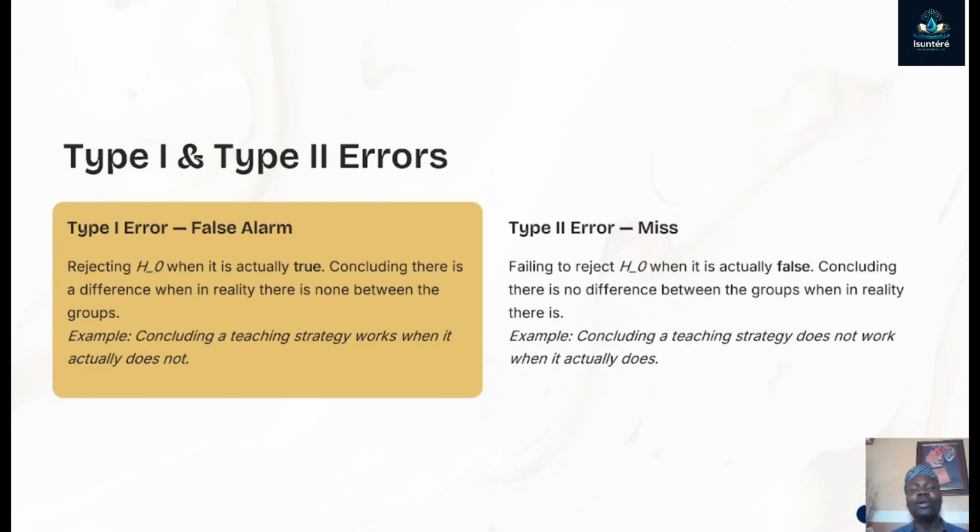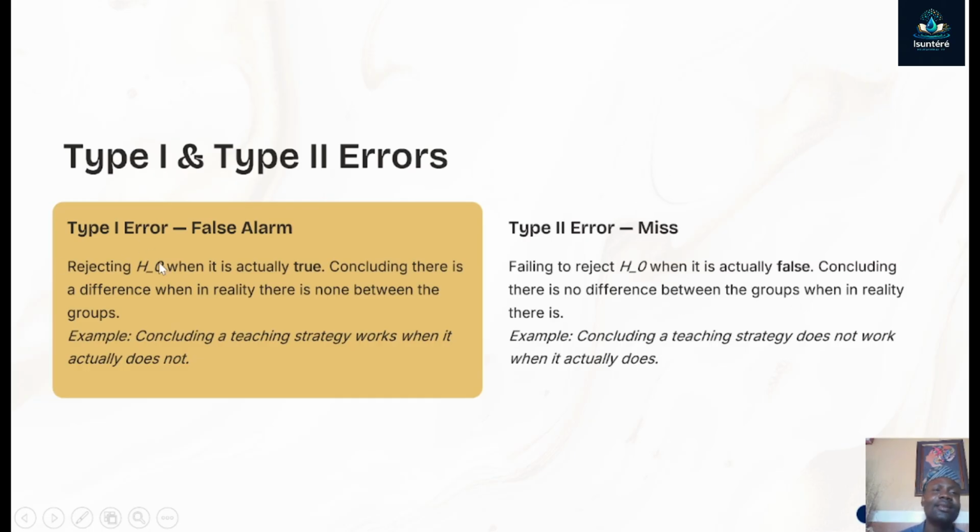Imagine somebody going to the clinic and the doctor says that you have no cancer after testing him or her. And the person goes away with that impression that he has no cancer, and actually he has. That is type 2 error, because it is a dangerous thing.